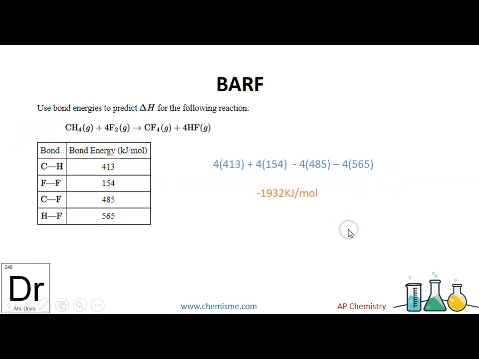At the end of the day, this reaction was negative 1934 kilojoules per mole. Notice again, I'm copying the units from the chart in case they give you different units. And it's an exothermic reaction, which means it's probably favorable, but not necessarily.